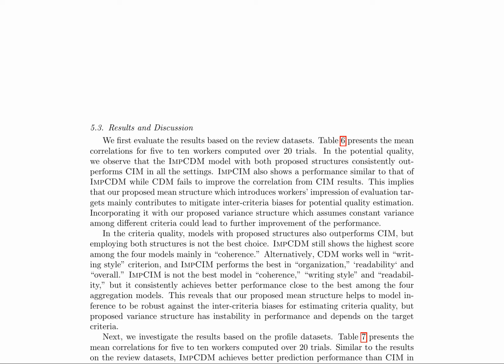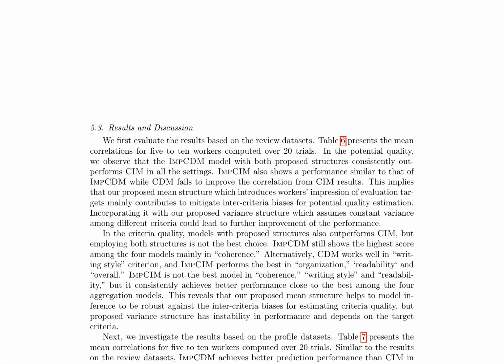In potential quality estimation, IMP-CDM consistently outperforms the conventional crowdsourcing data model, CIM, across different settings. The introduction of the proposed mean structure, which considers workers' impressions of evaluation targets, significantly contributes to this improvement. Incorporating both the proposed mean and variance structures can lead to further performance enhancements.